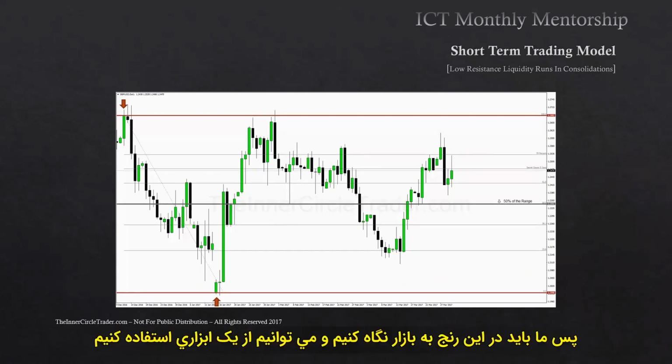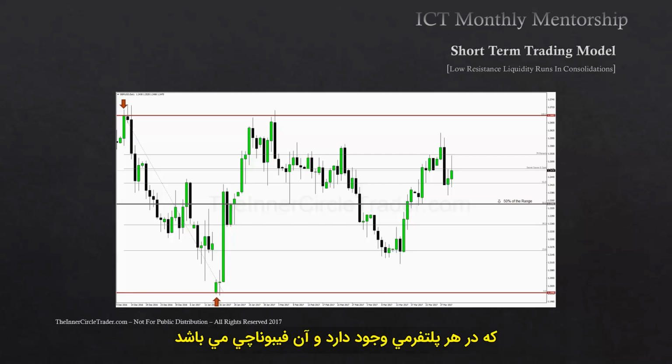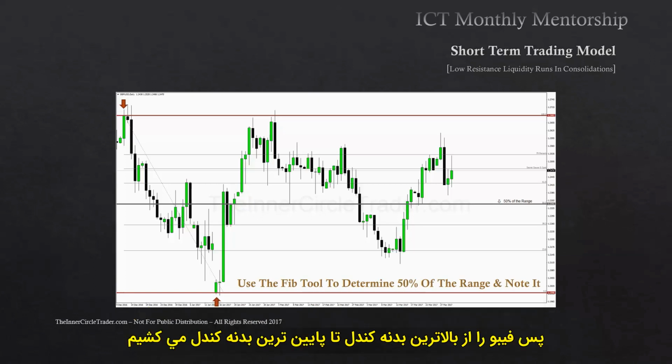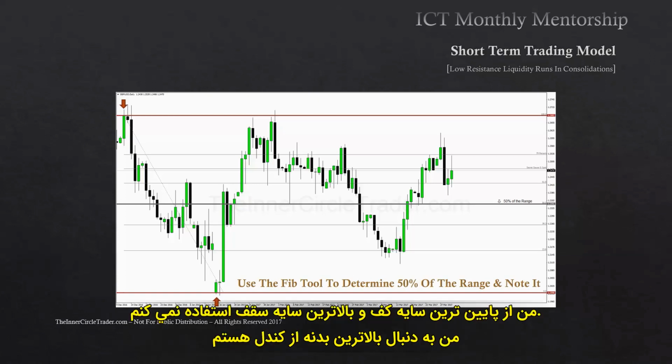Okay, so we have to look at the market in this range, and we can use a tool that's on every platform: the Fibonacci. We're going to use our Fib tool to determine the 50% of the range, and we're going to note that range midpoint. So I'm dragging the fib from the highest bodied candle to the lowest bodied candle. In other words, I'm not using the lowest wick low and the highest wick high. I'm looking for the highest body on the candles.